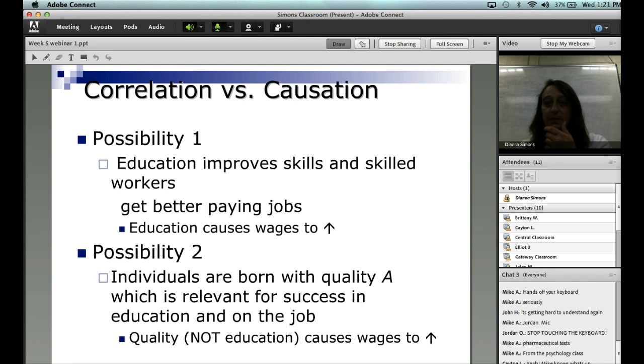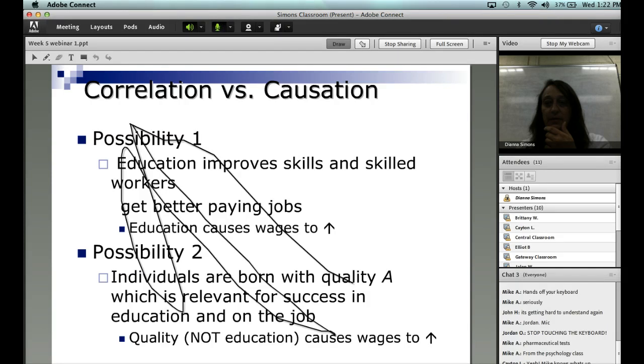Okay, so education improves skills and skilled workers. Really? False. Well, you're kind of being educated when you learn something. So yes, the more you learn, the more money you make, right? But if you're working at a record store, you don't need a big education to work there. True, but they teach you about learning about all the different musicians, all the different types of music. I know what you're saying.